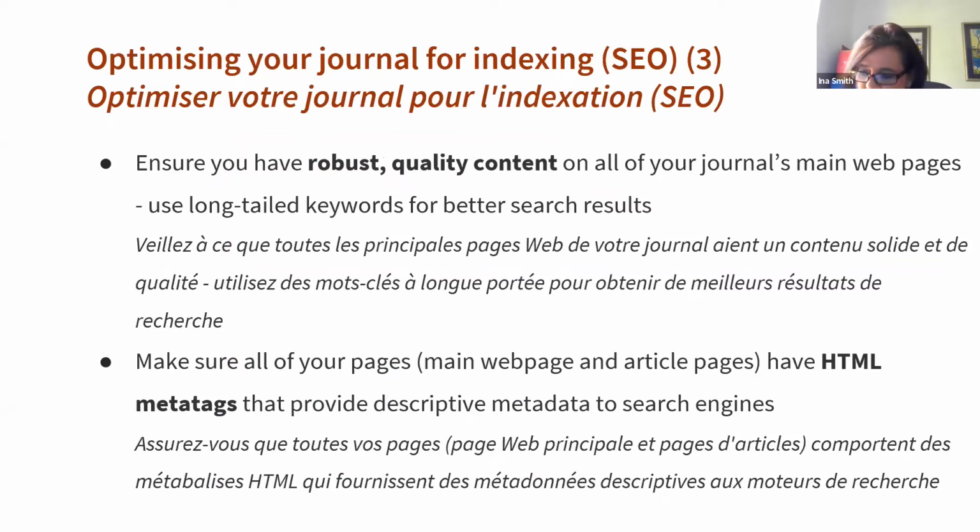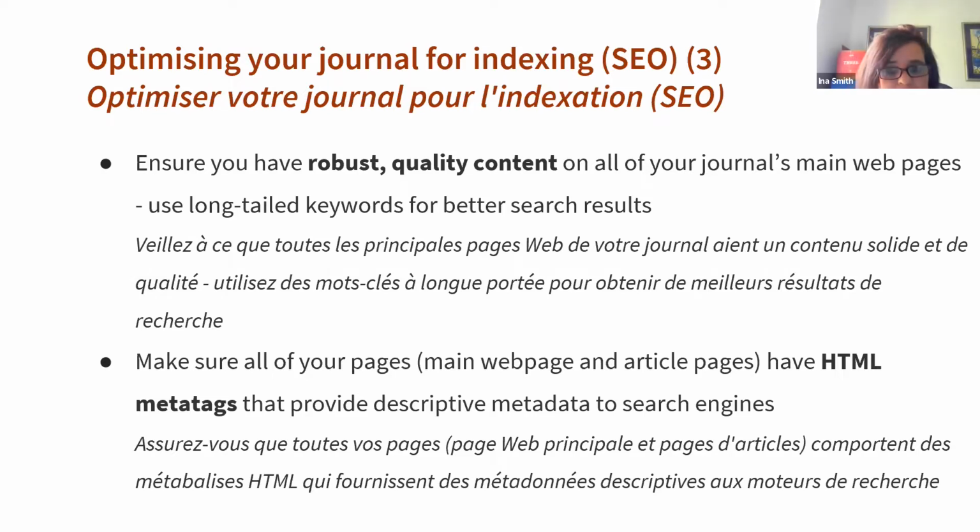And ensure that you have robust quality content on all of your journal's main web pages. Use long-tail keywords for better search results. And a long-tail keyword, for those of you that do not know, is a phrase that is generally made up of 3 to 5 words. And since these keywords are more specific than generic terms, they allow you to target niche demographics. These keywords are also less competitive than generic keywords because they are designed to better reflect how people make queries and when they enter their search terms in the search engine search box.